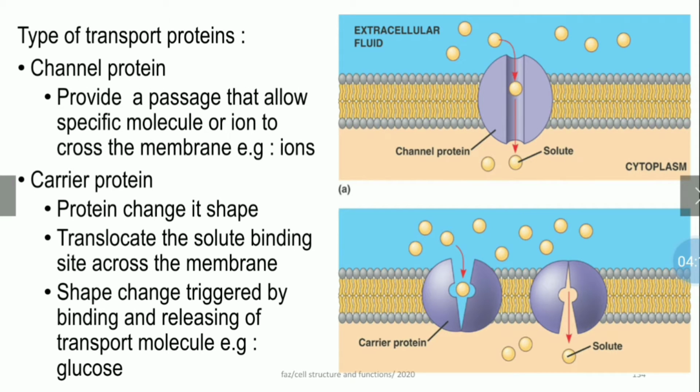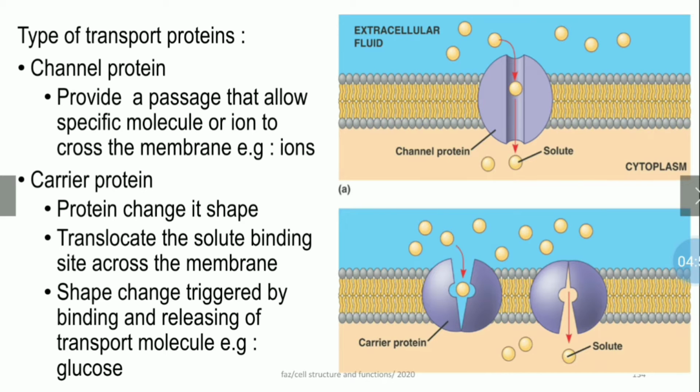As I mentioned earlier, the transport proteins could be channel protein or carrier protein. Let's have a look at the channel protein first. Channel protein provides a passage which allows specific molecules or ions to cross the membrane. So what are the substances that can pass through this channel protein? Examples are ions, such as sodium ions, Na+, or potassium ions, K+.